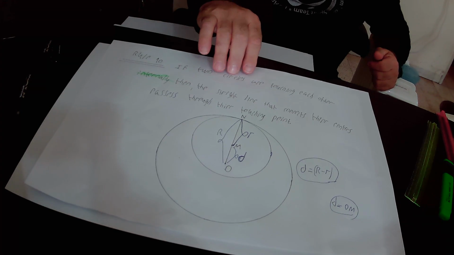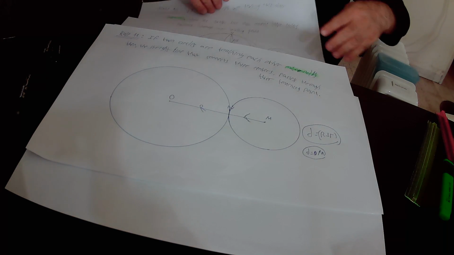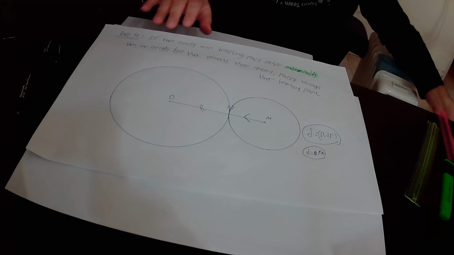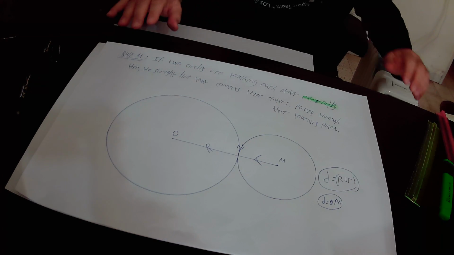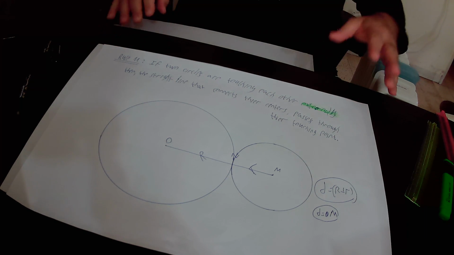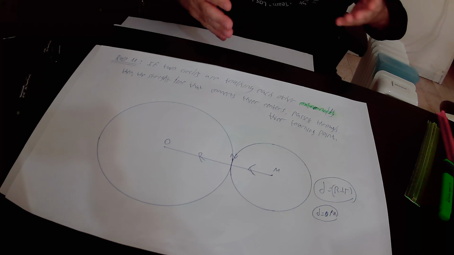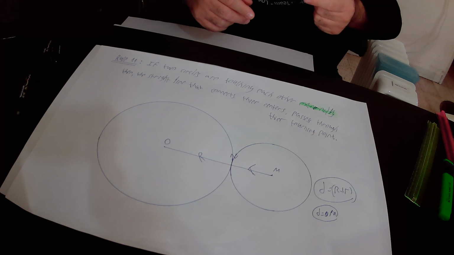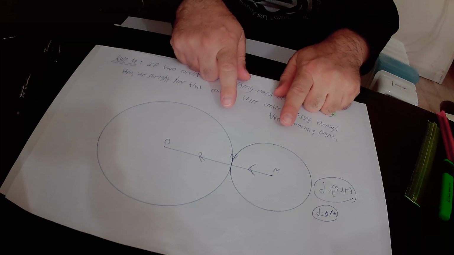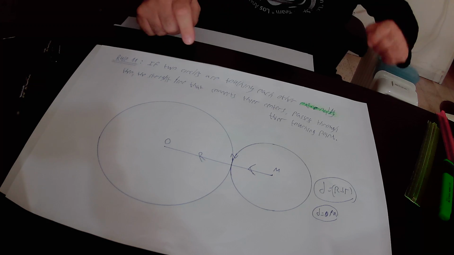And then I presented to you rule number 11. According to rule number 11, if two circles are touching each other externally, as in this drawing, we have two circles that are touching each other externally. Why? Because neither of those two circles is inside the other circle, but they are touching each other externally at point N.